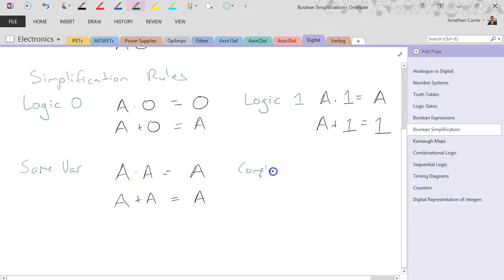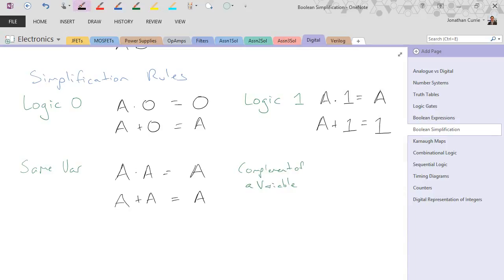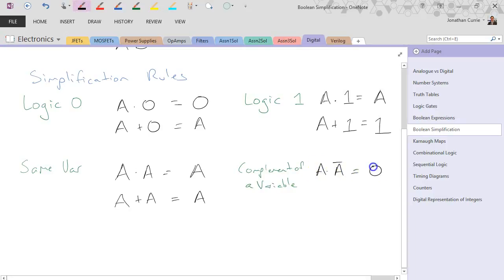Complement of a variable. So these are ones like A AND NOT A is always equal to 0, whereas A OR NOT A is always equal to 1. One of these has to be equal to 1. If this one's 0, that one's 1. If this one's 1, that one's 0, and so forth.